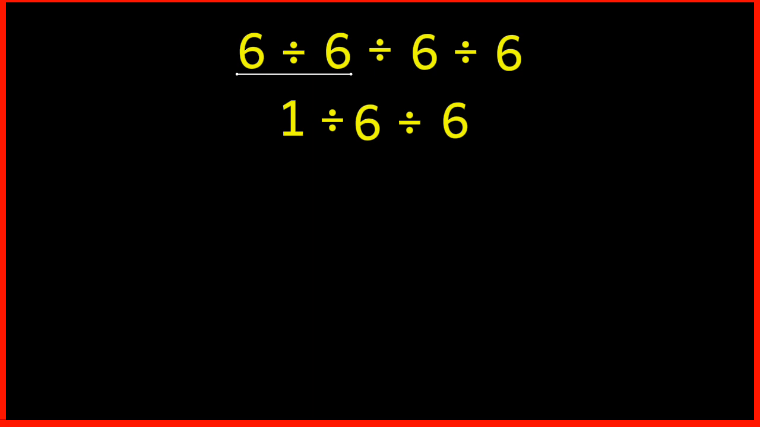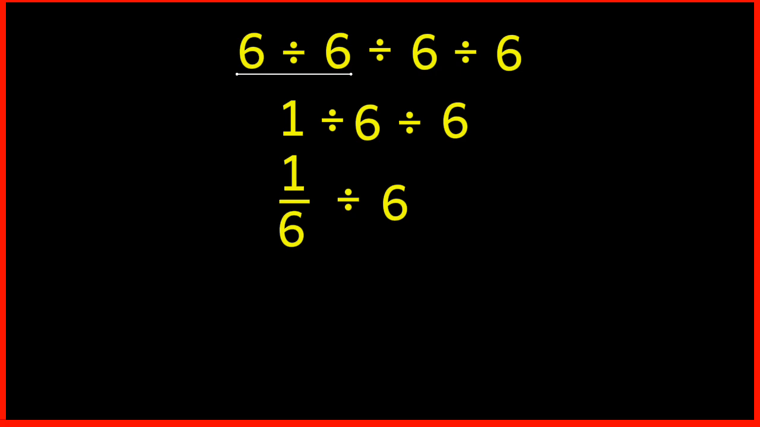Next, again from the left, 1 divided by 6 equals 1 over 6, which is a fraction, and that is perfectly fine. So now the expression becomes 1 over 6 divided by 6. At this point, some people get confused, but just stay calm and follow the process.